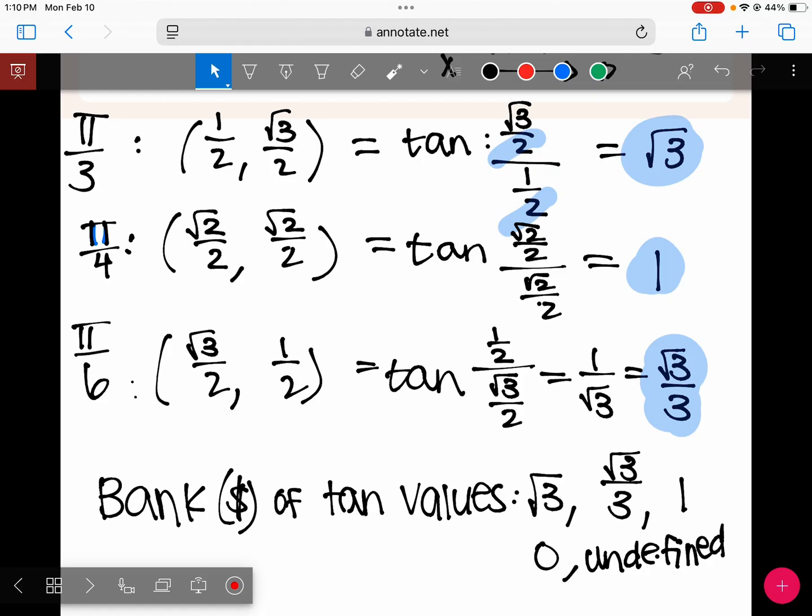And then between 0, pi halves, and negative pi halves, figuring out which one is 0 and which ones are undefined based on y over x. Does this make better sense than when we were trying to work backwards? Yes.